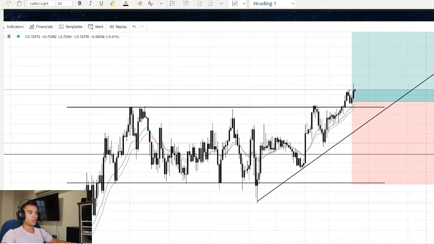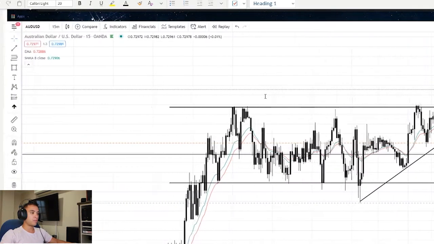I saw price push above the consolidation, which I was talking about earlier, and I saw a small retest here before creating a higher high, closing above anything in this area of consolidation. So I entered long.